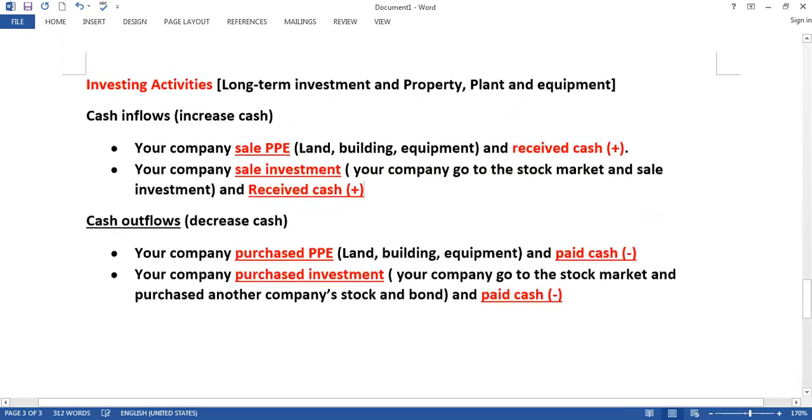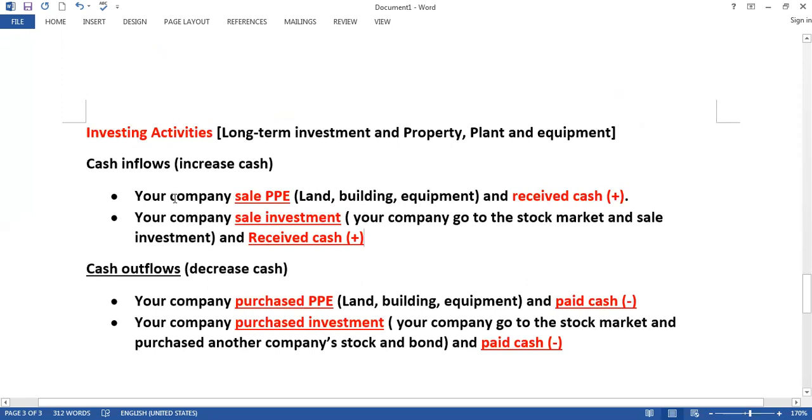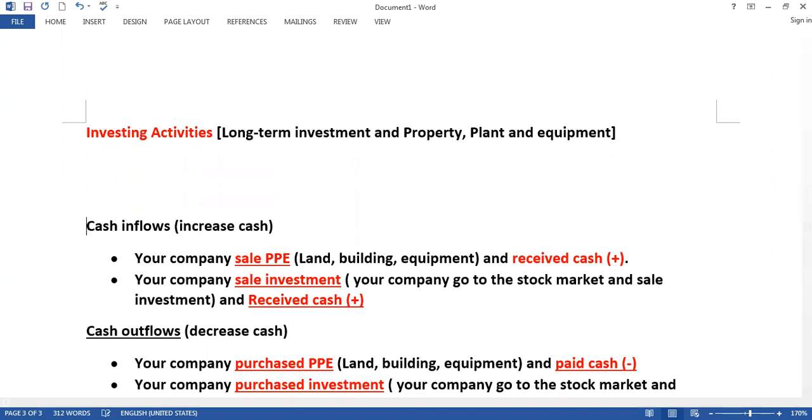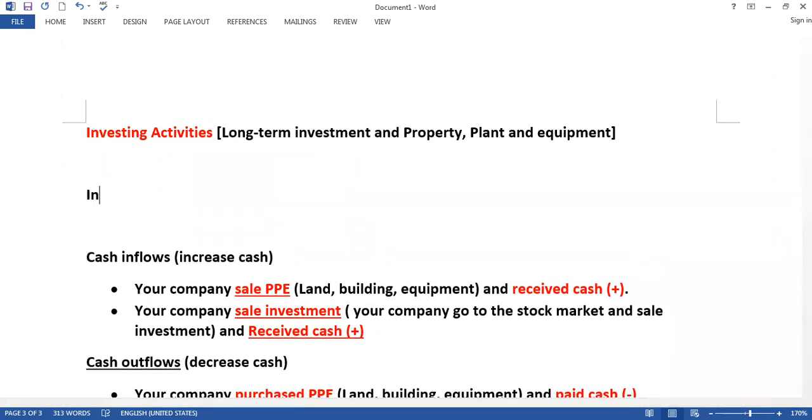So this is the investing activities. Investing activities talk about investment and property, plant and equipment. So you should know clearly about the investment. Okay, I can make it more clear to you.